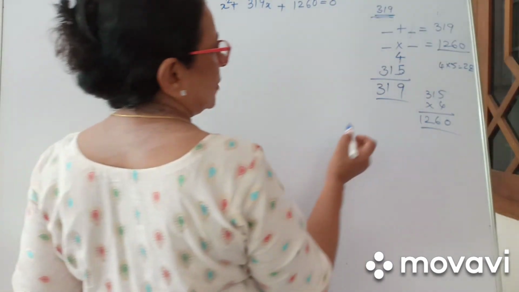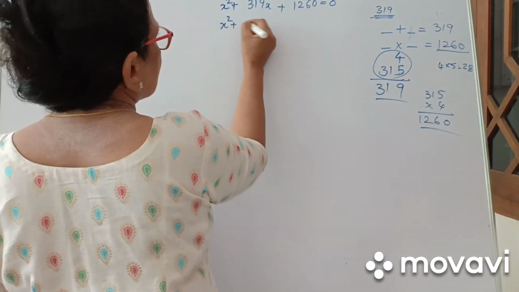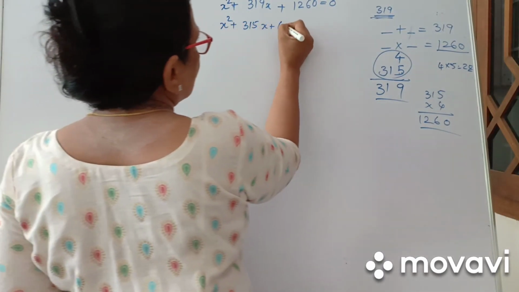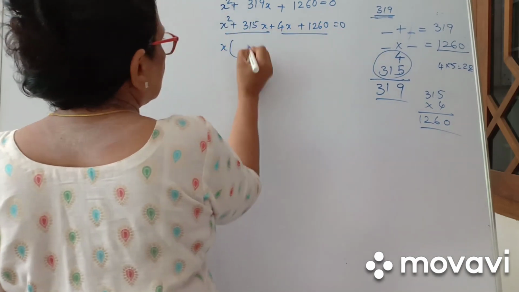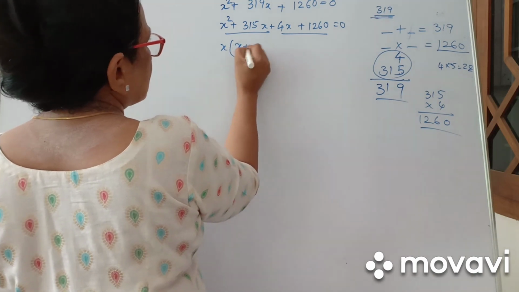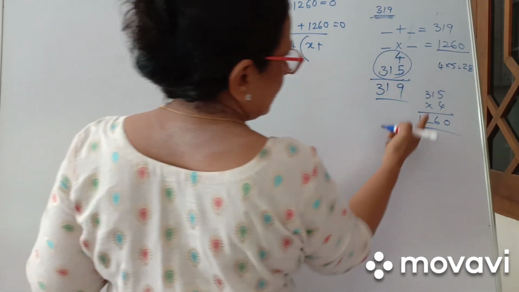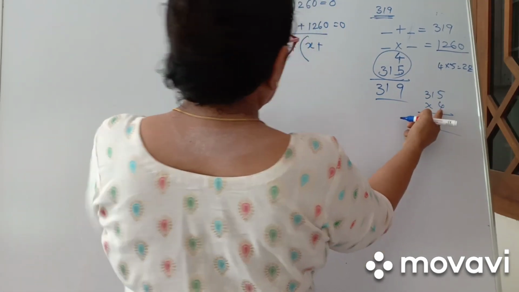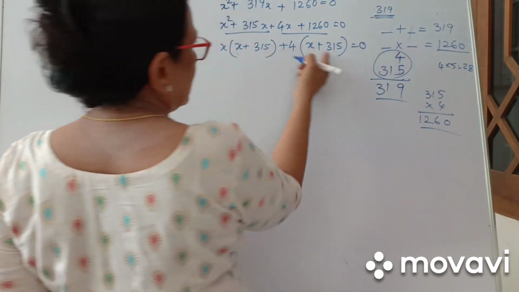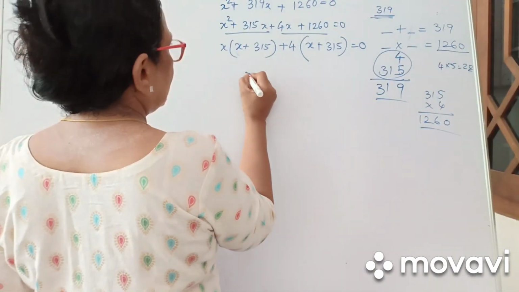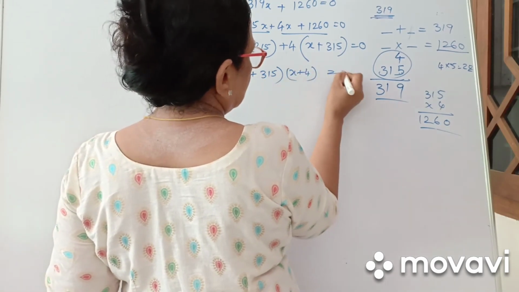Okay, so what are your numbers? 315 and 4. X squared plus 315x plus 4x plus 1260 equal to 0. So x into x plus 315, plus 4 into x plus 315, this into this is 1260. Now I've taken 4 out, so you are left with x plus 315 equal to 0. See, same terms in the bracket. You have x plus 315 into x plus 4 equal to 0.